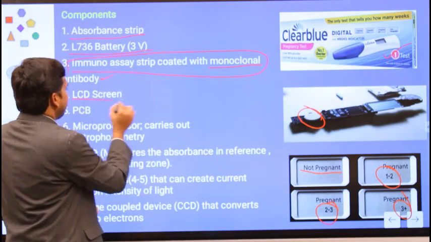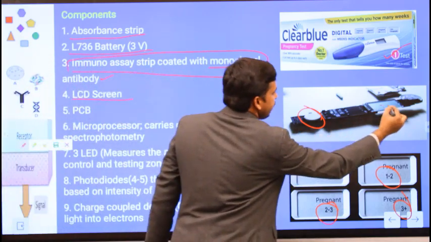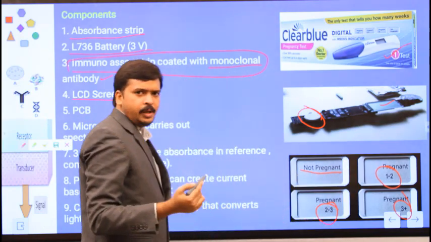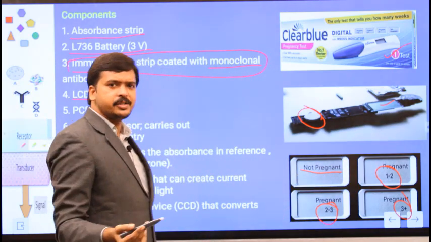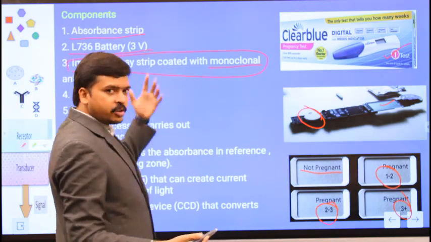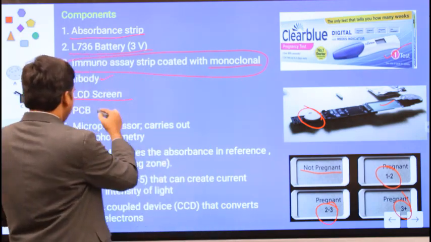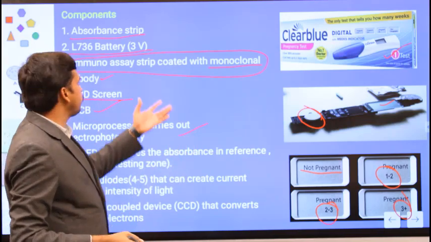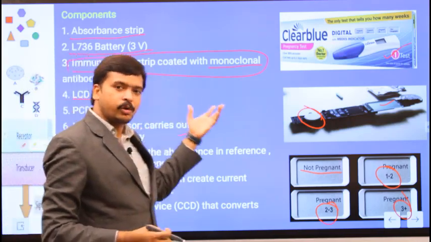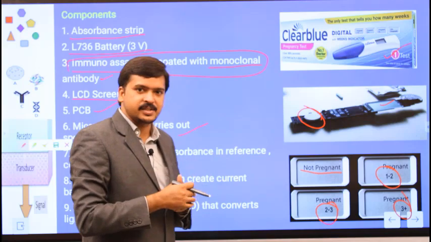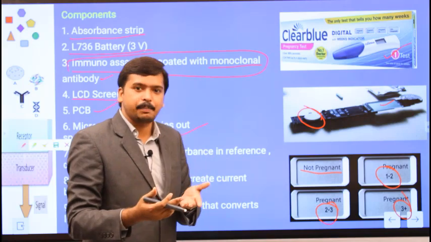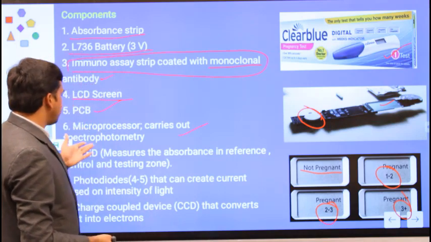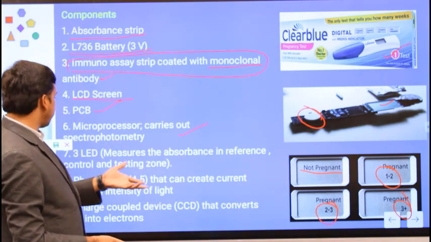So you have an LCD screen, and from this LCD screen you get the display. But straight away, you don't get any display. After the reaction, there are a couple of things which should happen. Then you have a PCB, you have a microprocessor which carries out something like a spectrophotometer. So once monoclonal antibodies bind with this antigen, whatever is happening has to be recorded. That part is taken care of by the spectrophotometer, that is nothing but the microprocessor.